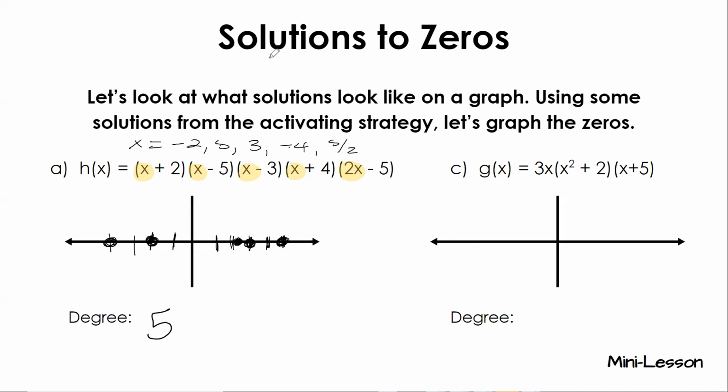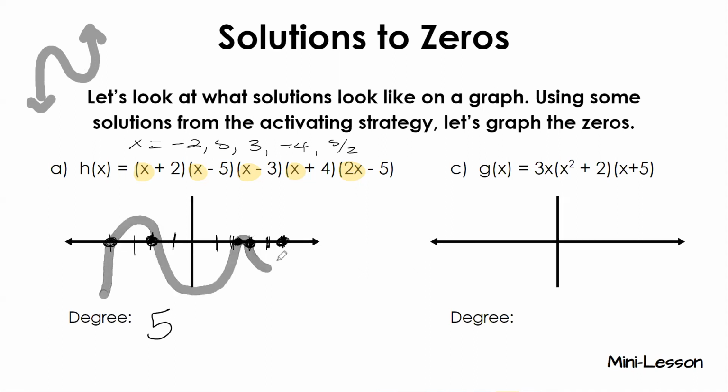So watch what's going to happen. We can see that it's a 5th degree polynomial, which last week we talked about, anything with an odd degree is going to look like this. That's roughly what it's going to look like. So we can connect all these dots, and that's the sketch that it's going to look like.